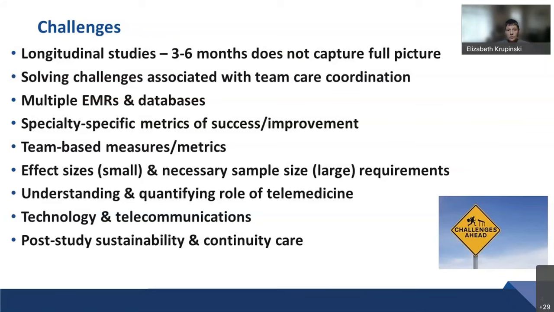Post-study sustainability and continuity of care: once the study's over, what happens? I think this hits a lot of different studies, but it's particularly relevant to cancer patients because they're looking for continuity of care throughout their lifetime. Cancer can be cured, but you've always got it in the back of your mind. Is it coming back? So these are just some of the challenges that are pertinent to cancer studies in general. Next slide.